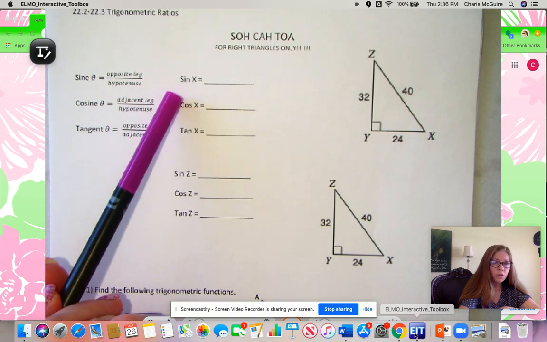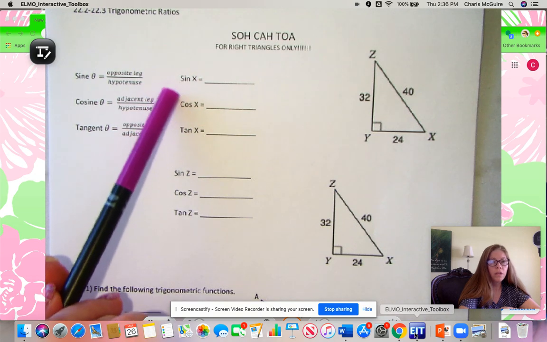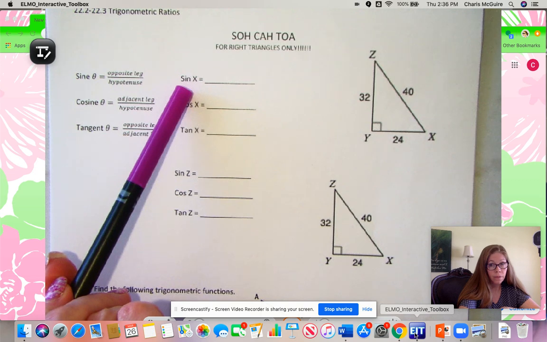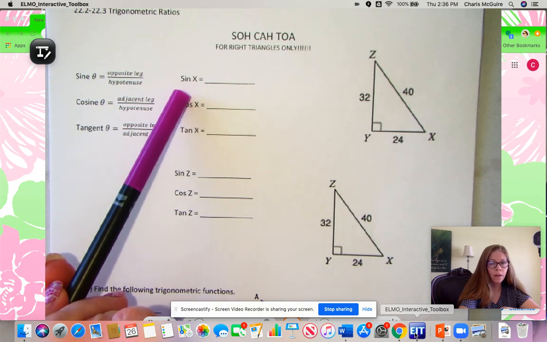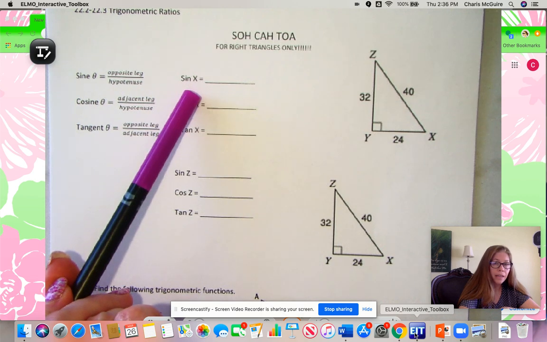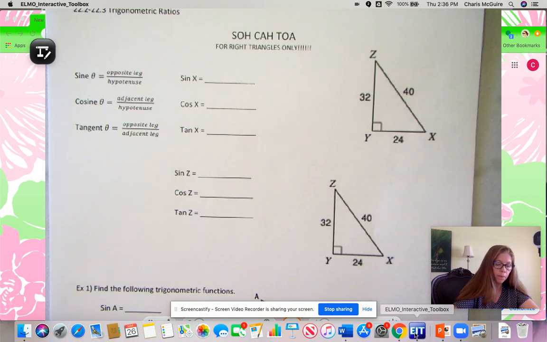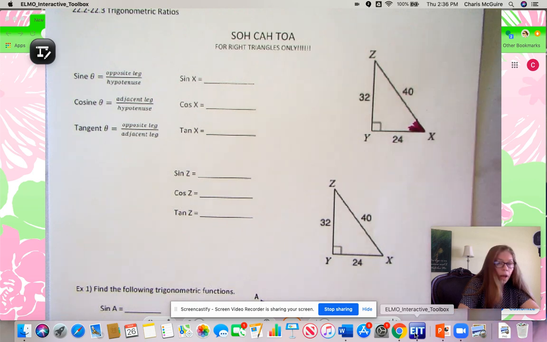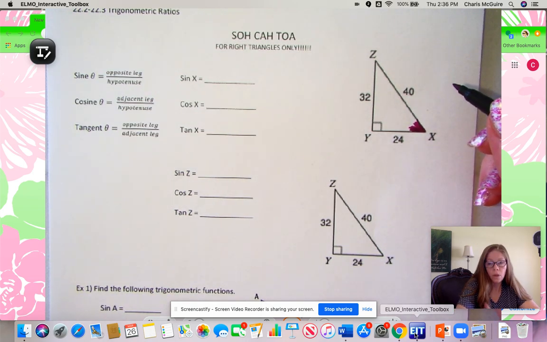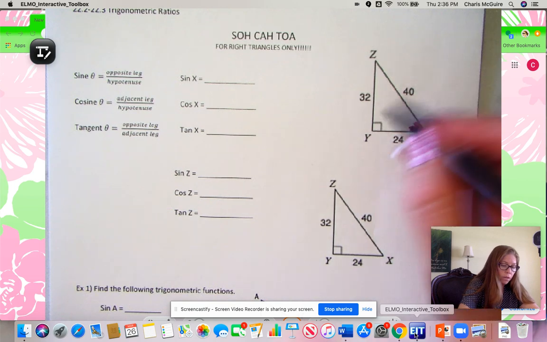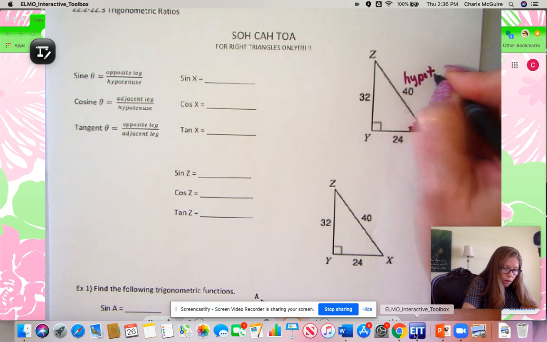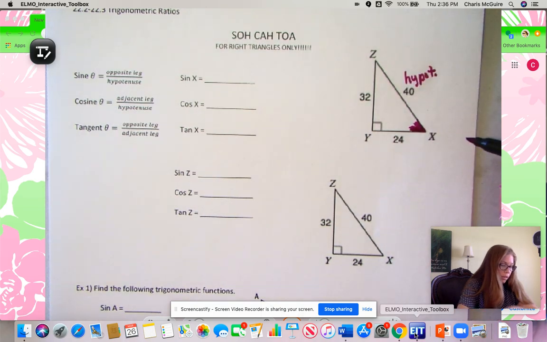So for our first 3 examples, and these are the abbreviations for sine, cosine, and tangent, this is not the word sin. This is an abbreviation for our sine ratio. X is the angle that we're going to focus on. So over here on my picture, let's highlight that angle because it does make a difference, the angle that you're focused on. Now, the hypotenuse of your triangle is not going to change. Your hypotenuse is your hypotenuse is your hypotenuse, and that's the side opposite the right angle. So our hypotenuse is ZX, and it's got 40 units on it.